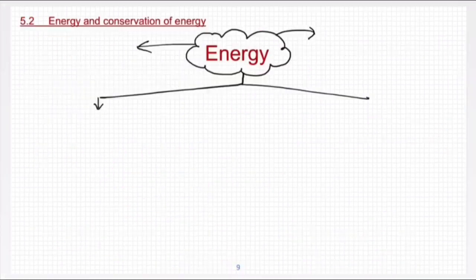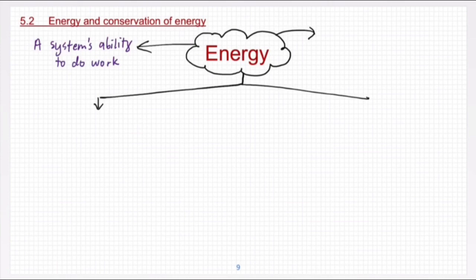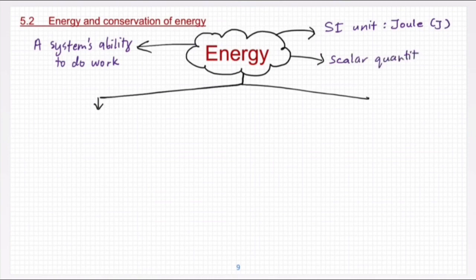Okay, moving on to 5.2, which is about energy and conservation of energy. So first of all, energy is a system's ability to do work. And then the SI unit for energy is joule. And energy is a scalar quantity.